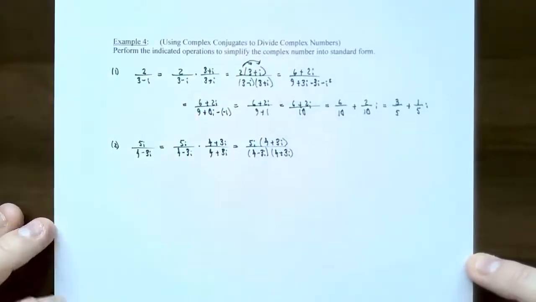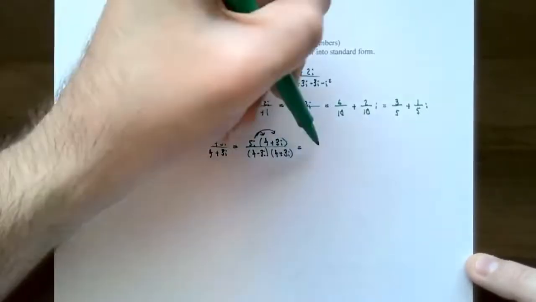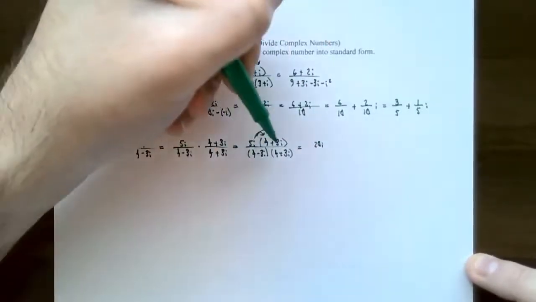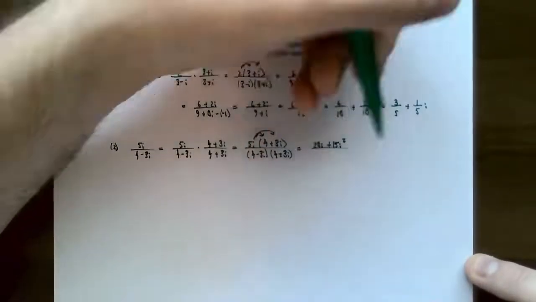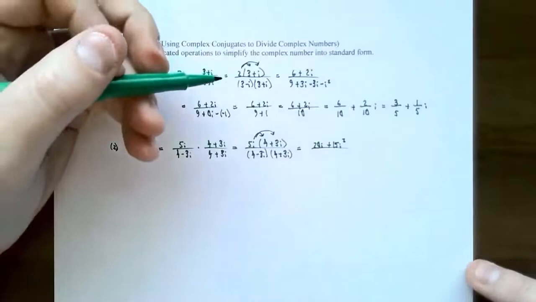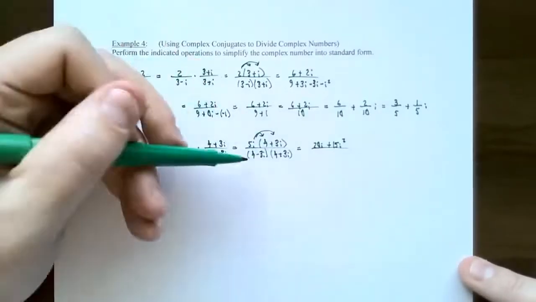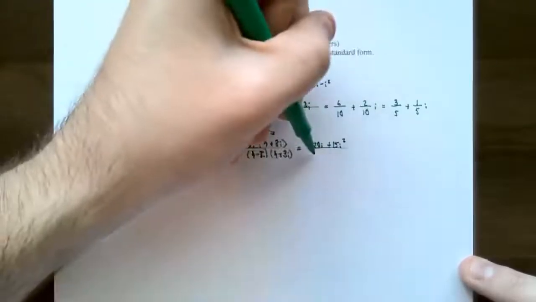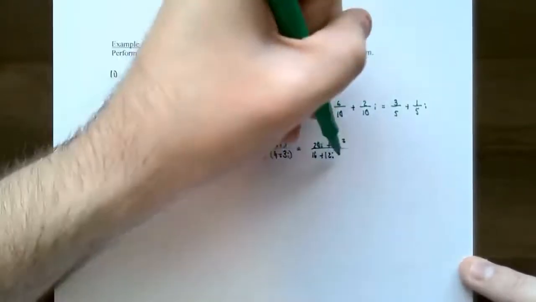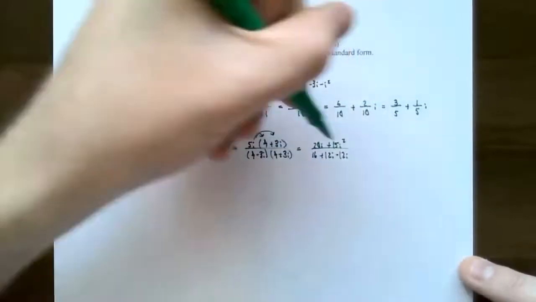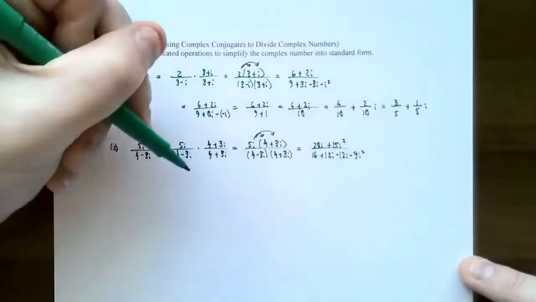So distribute again in the numerator. 5i times 4 is 20i. 5i times 3i is positive 15i squared. Divided by. Now the denominator, you have two terms times two terms. We know the middle terms will cancel out when we multiply conjugates together. You have 16 plus 12i minus 12i minus 9i squared. And so notice that the middle terms involving the i terms cancel out.